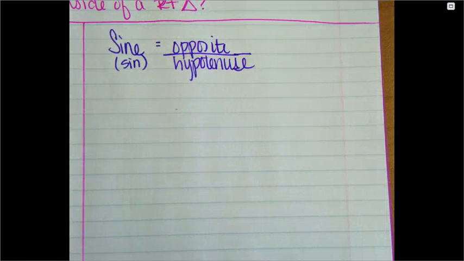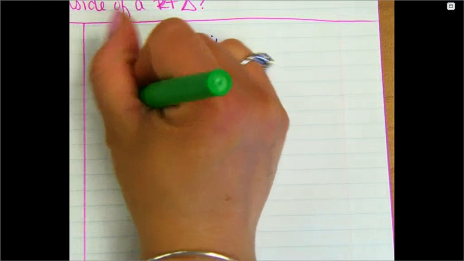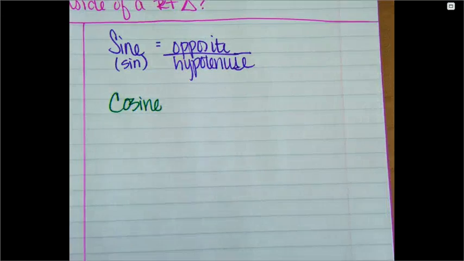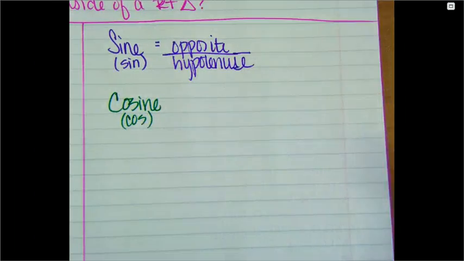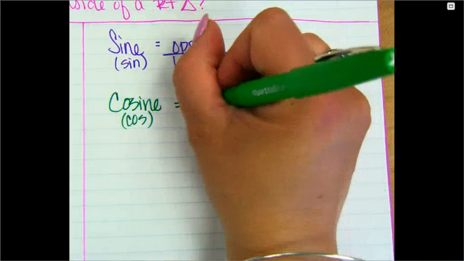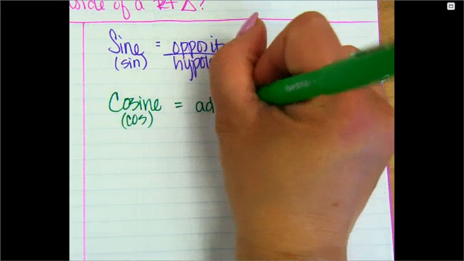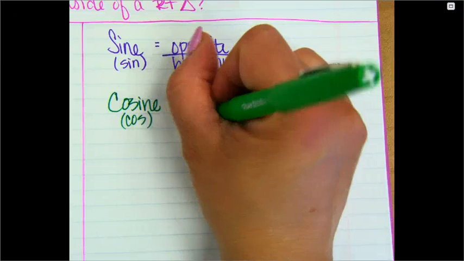Okay? Then we have another one that's called cosine. And I'm going to explain what these fractions mean in a second, but for now we're just going to write them out. We have cosine, which is cos. It's still called cosine. And cosine is adjacent over hypotenuse.